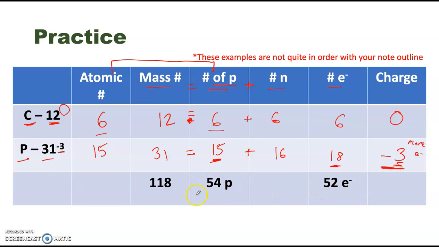For the last one, I'm going to give you a couple hints here. What plus 54 equals 118? I've got 2 more protons, so that means my charge is going to be +2, and I'm going to let you finish this one because I'm running out of time here. So finish this, bring it to class, do some of them as practice, and we'll go from there.